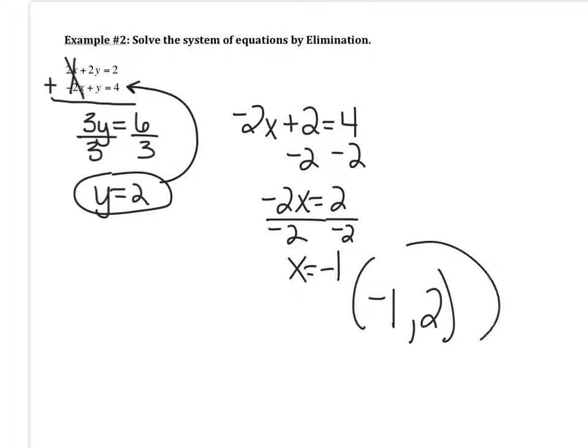So my final answer would be negative 1, positive 2, meaning if I were to graph these two equations, they would intersect at that point. Again, I would have gotten negative 1 for x had I taken that 2 and plugged it into the first equation rather than the second equation like we did. It doesn't matter which one you choose as long as you do it correctly.